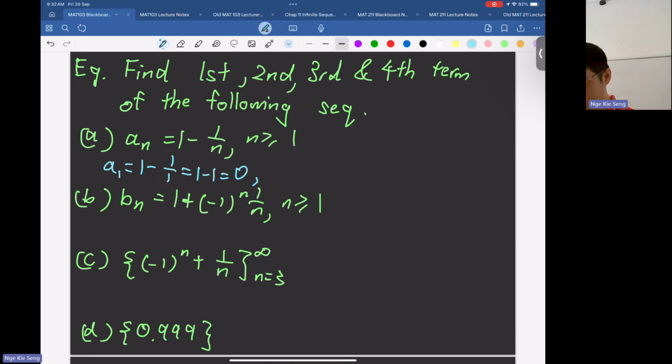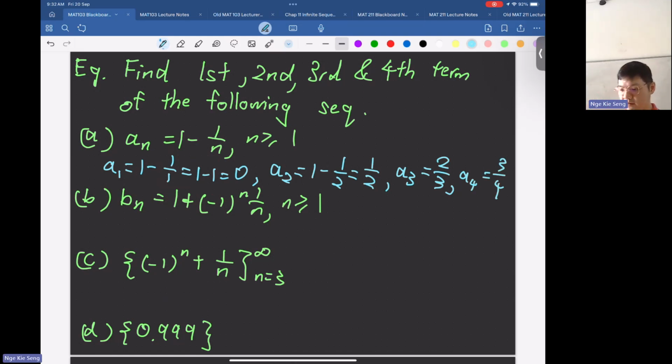Okay, A2. What is A2? 1 minus half, which is half. A3? 1 minus 1 over 3, so you get 2 over 3. I'm being lazy here. A4? 3 over 4. Okay, make sure you know how to get all of them.